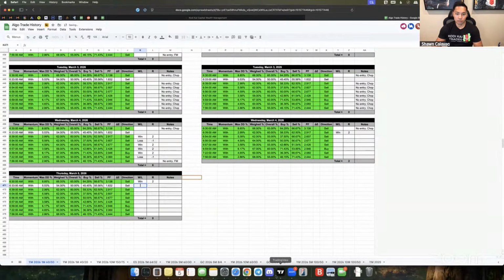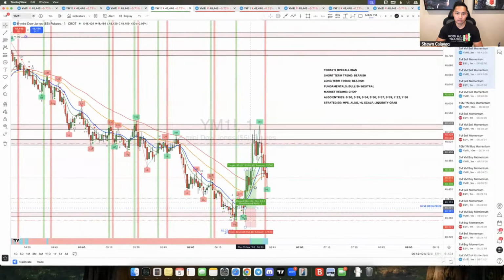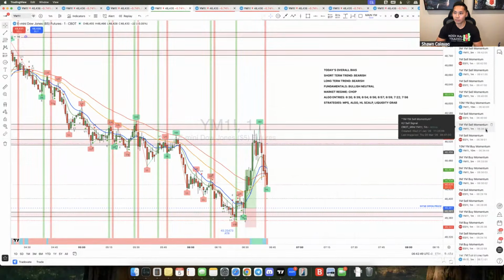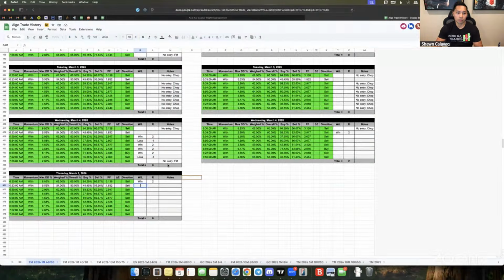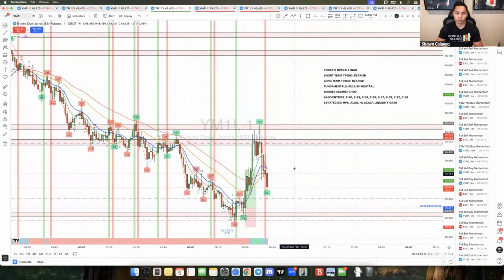Next one at 6:39. I think there might have been a pending momentum on that one. Yeah, there was. So there's a pending momentum right there. That was flickering momentum. So no entry on that one. 6:54, we're not there yet, but we'll keep an eye out on it.